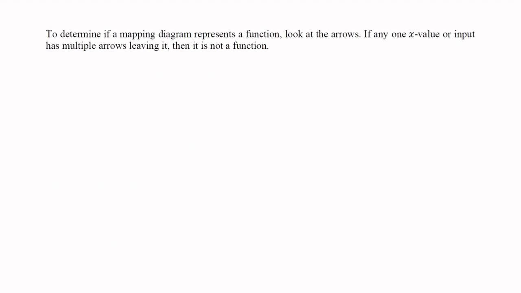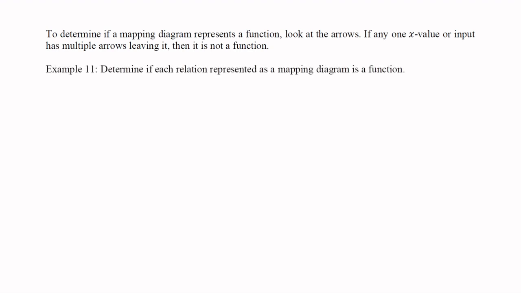To determine if a mapping diagram represents a function, we're going to look at the arrows. If any one x value or input has multiple arrows leaving it, then it is not going to be a function. So we're going to determine a couple of examples here.